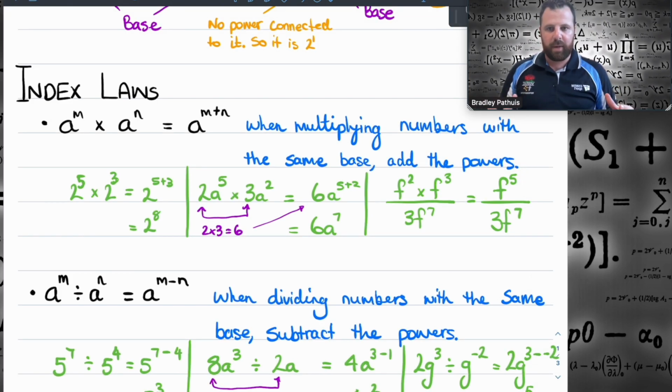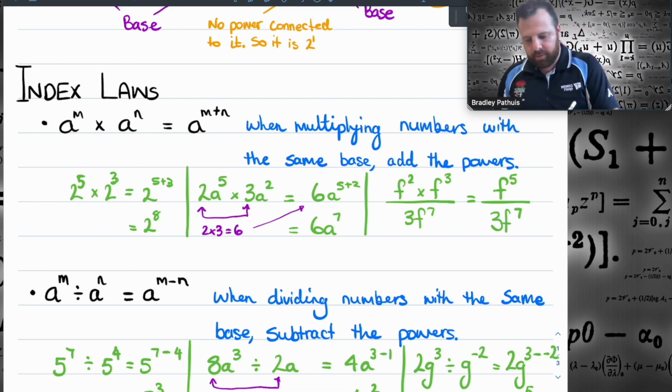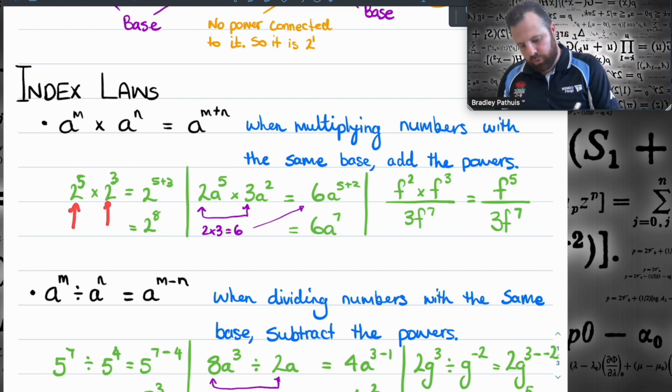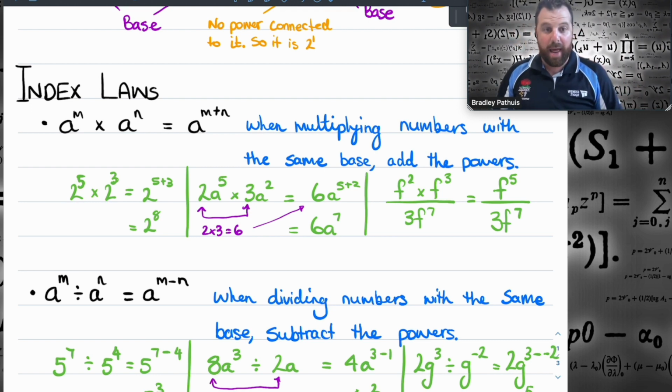The first one we're going to talk about is the law of multiplication. When I multiply numbers with the same bases, what I end up doing is adding their powers. We can see that 2 and 2 both are the same bases, so I add their powers: 5 plus 3 is 8. Over in this question, I multiply my numbers: 2 times 3 is 6. And then the a's were the same bases, so I end up adding their powers.